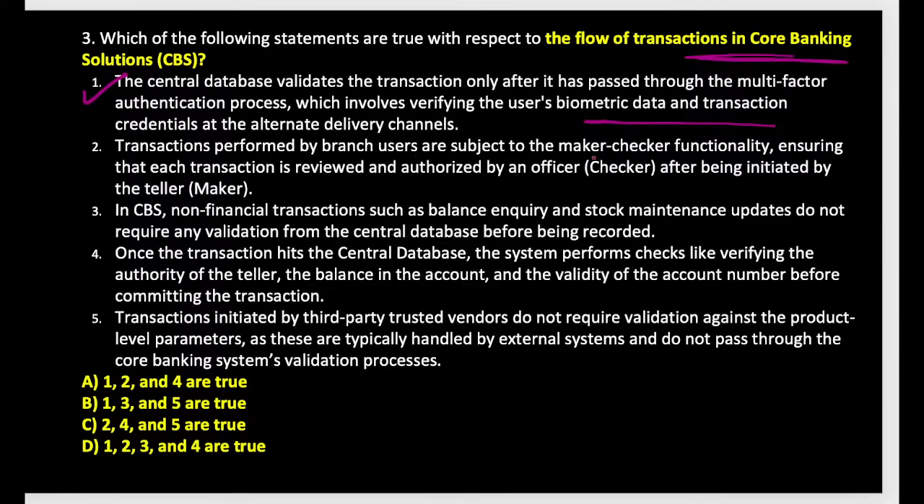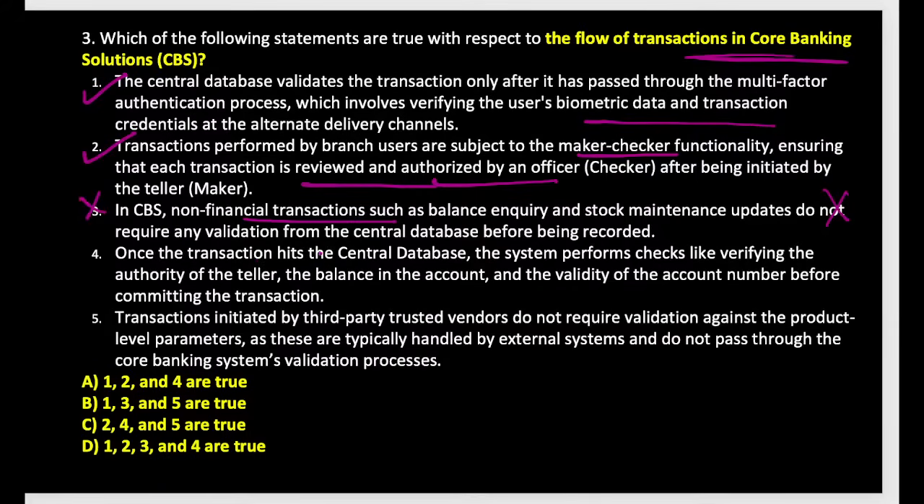Second statement, transactions performed by branch users are subject to maker-checker functionality, ensuring that each transaction is reviewed and authorized by an officer after being initiated by the teller or maker. Third statement, CBS non-financial transactions such as balance inquiry, stock maintenance update do not require validation. They do require validation. So that makes this statement wrong.